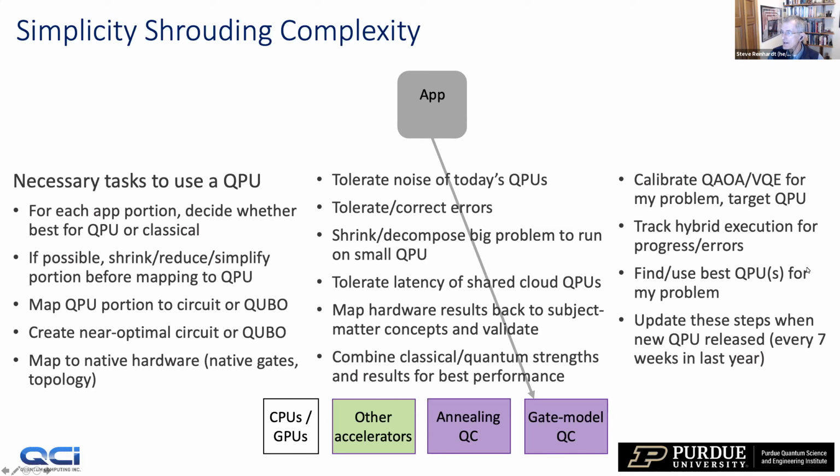And maybe I'll just jump down to the one in the lower right-hand corner here. In the last 12 months, 7 new QPUs have come out from various vendors. So if I want to stay at the state of the art, I need to do these steps for a new QPU every 7 weeks. So that's almost a full-time job itself. That's like painting the Golden Gate Bridge.